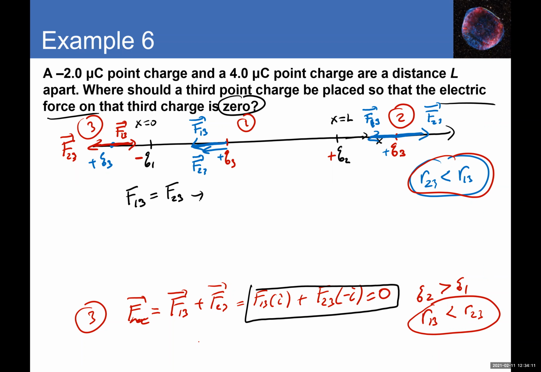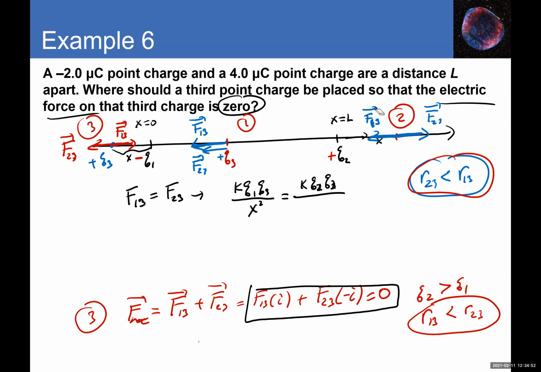Which means if I'm writing F1, 3, it's going to be K Q1 Q3 divided by the separation between them. And the separation between them is this distance, basically Q3 and negative Q1. So let's call this some distance X. That means they are distance X apart, squared. And this is equal to the force that 2 exerts on 3, which is then K Q2 Q3 divided by the separation between 2 and 3.